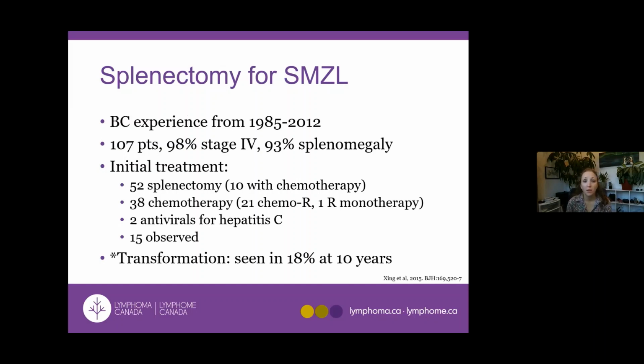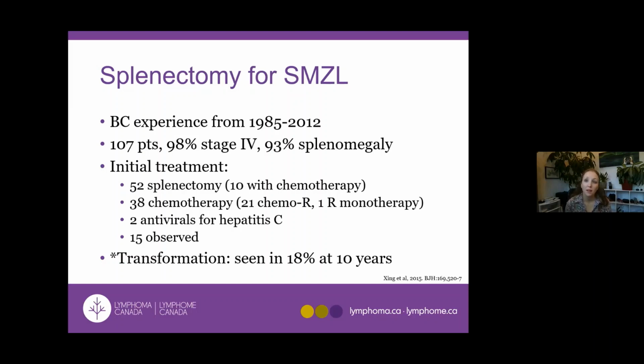BC published their experience from 1985 to 2012, looking at 107 patients with splenic marginal zone. You can see most of them had stage 4 disease, and obviously most of them had splenomegaly. They looked at their initial treatment. So again, this was sort of taking a backwards glance. It wasn't like they were enrolling them on a study and randomizing them to different arms so that we could compare between the two. But essentially they had 52 patients who received splenectomy, 38 received chemotherapy, most in combination with rituximab, 2 received antivirals for hepatitis C, and 15 were observed.